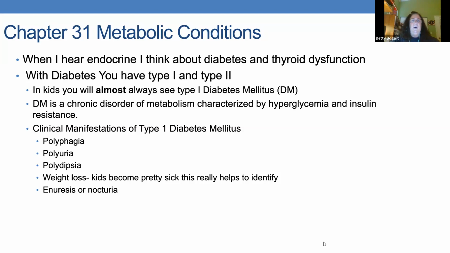Now, one of the concerns with diabetes is, first, diagnosing it. And these are classic signs. Polyphagia, hungry. Polyuria, urinating. Polydipsia, drinking, and they're losing weight. Why are they losing weight? They can't digest sugar. So that sugar calorie is gone. So they're not getting good nutrition. Also, a child who has previously been potty trained, wetting the bed at night, could have enuresis or nocturia.